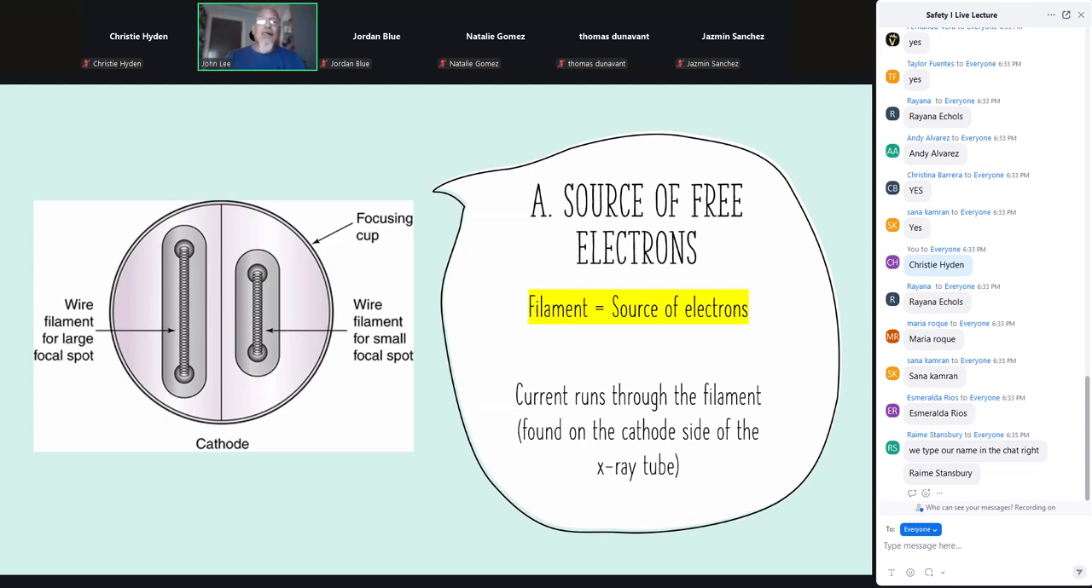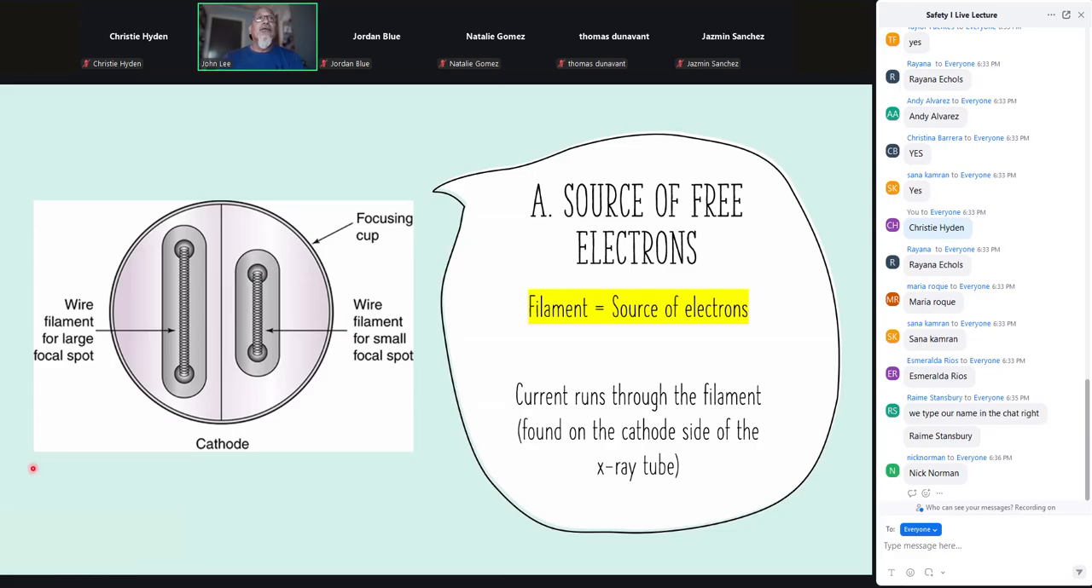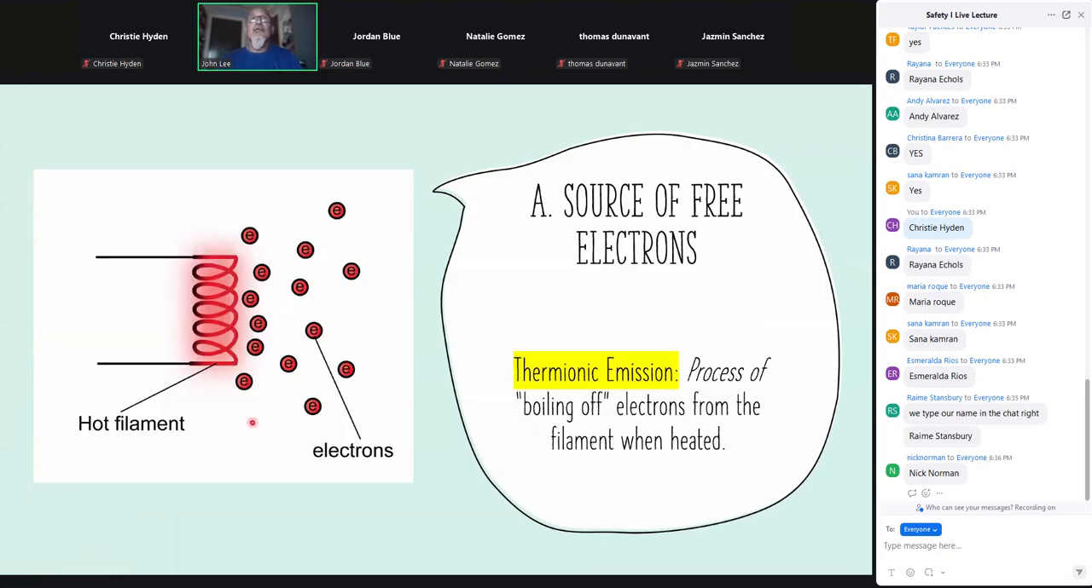Our source of free electrons is going to come from the filament. Of course, our mA controls the current that's going to flow through either the large wire or the small wire at the cathode. Whichever one we put the current through, that's the one that's going to heat up. Temperature goes up. The thoriated tungsten filament is going to begin to boil off those electrons through the process of thermionic emission. Filament gets hot, those electrons are now movable.